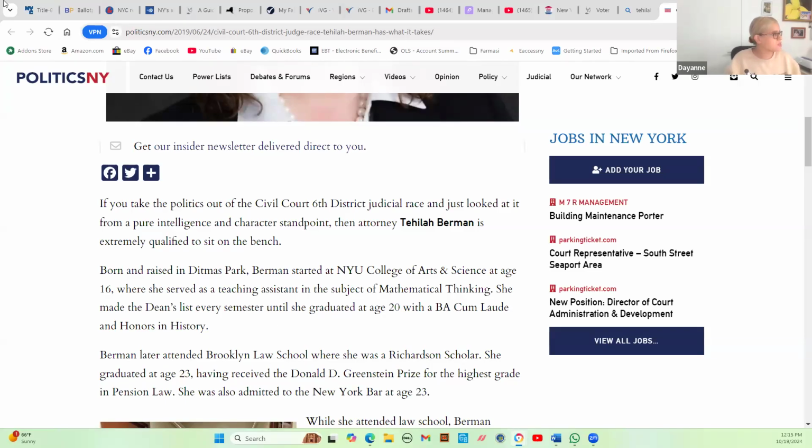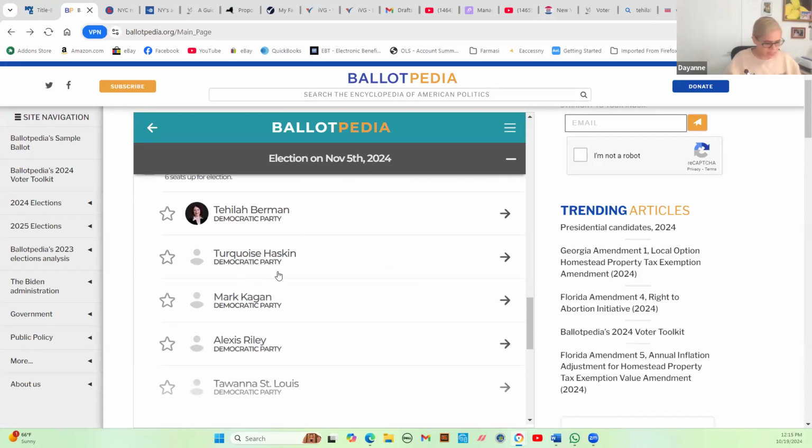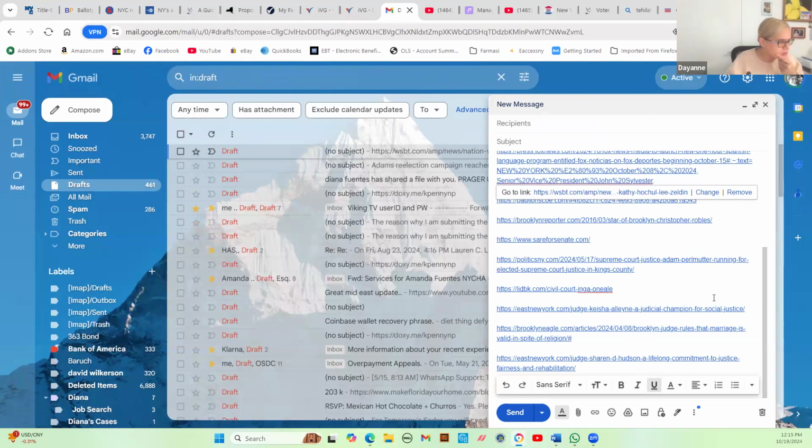Okay, so the next person we have in line coming up here is Turquoise Haskin. I don't know much about him. Principal court attorney, specific referee in matrimonial law. Okay, that means he must have worked as a magistrate. Has very little info. Okay, and then you have Mark Kagan. Okay, is not a seating judge, but he was an attorney. So I believe I have him in my list of documents.